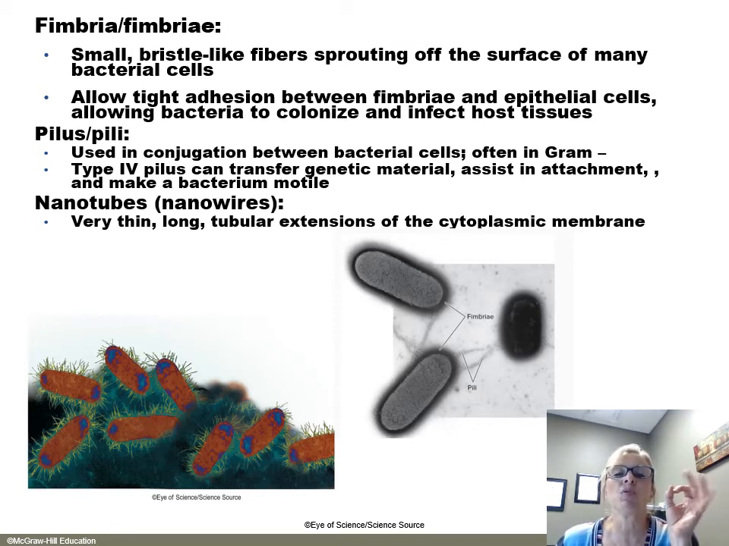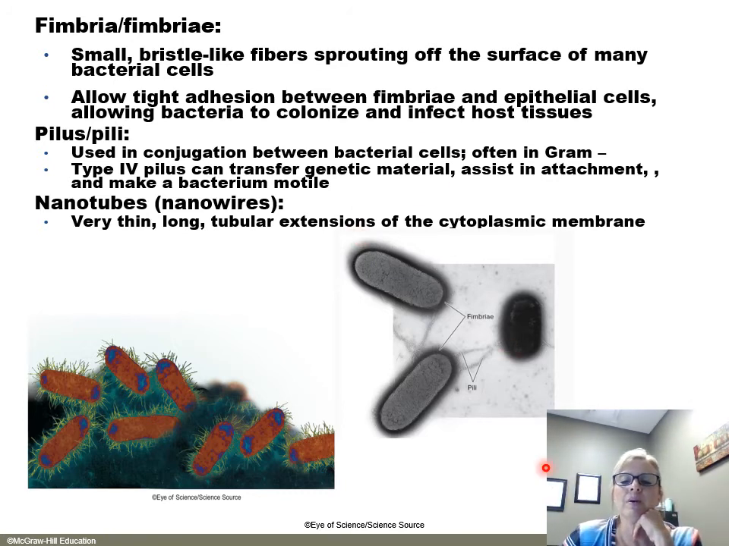They're small, bristle-like fibers coming around the entire surface of bacterial cells, okay? And they allow tight adhesion between fimbriae and epithelial cells. Epithelial cells, remember, are our skin cells, so it helps them to cling to our skin cells. Think of one of those cockleburrs being attached to your skin. It makes them stick there, so it makes them harder to get rid of. So it can contribute to virulence, or how bad, I could say, a particular microbe is for us, meaning how pathogenic they are, okay?